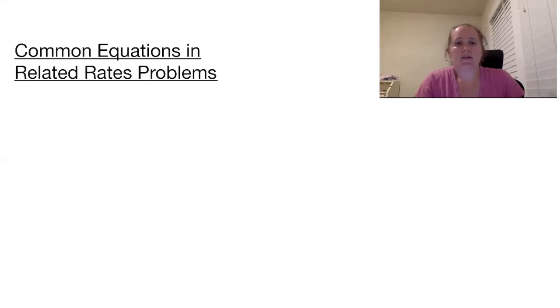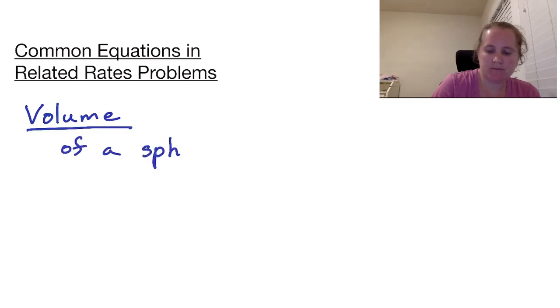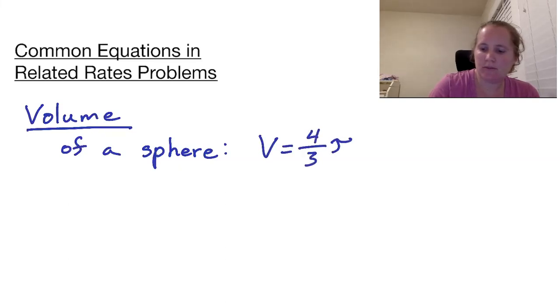Welcome to common equations in related rates problems. In the examples I did, we've already seen some equations. So we have our volume equations. Volume of a sphere: volume is equal to 4/3 pi r cubed.